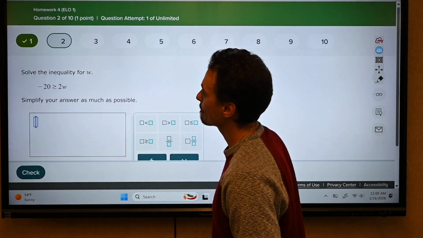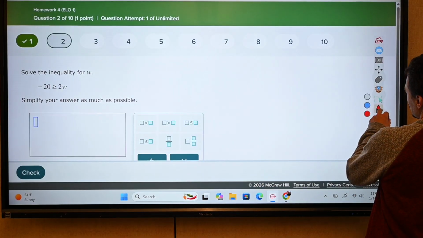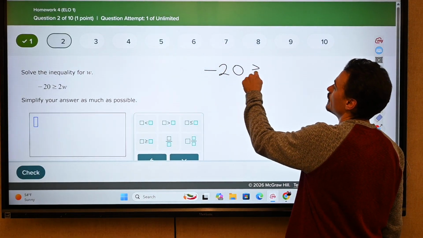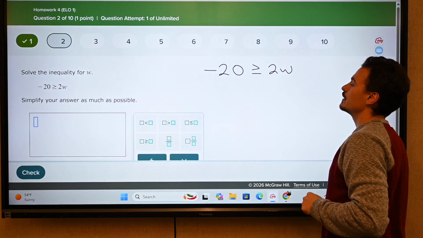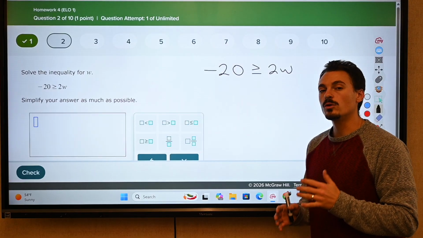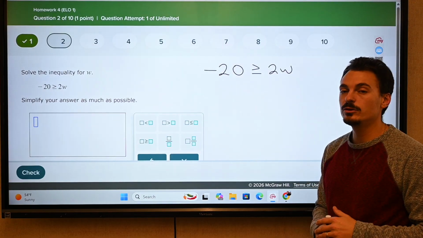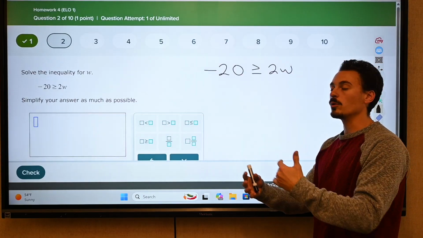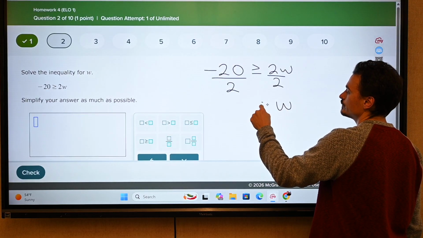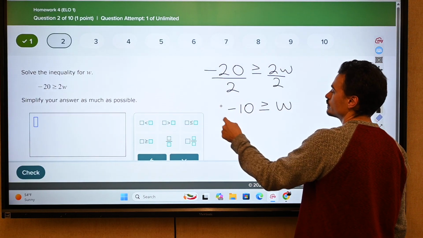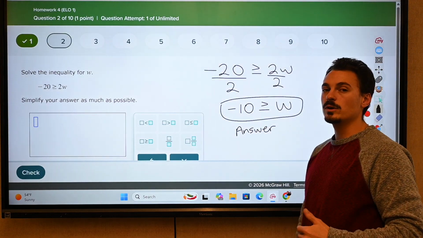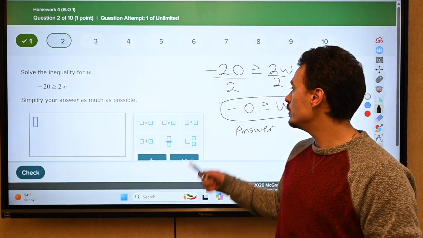So number 2, we have -20 is greater than or equal to 2w. I want to try and stress this really a lot: don't overwhelm yourself if you see that symbol. All you should do is solve like normal. So right here I would divide by 2 on both sides to solve for w. However you would have solved it is how you should solve it when you do these questions.